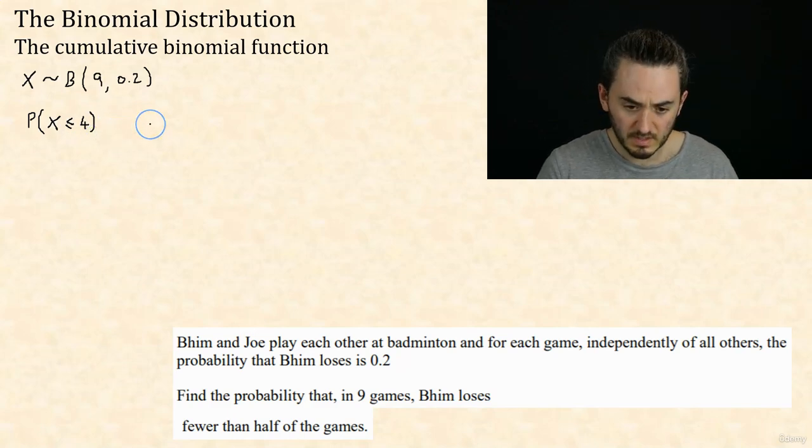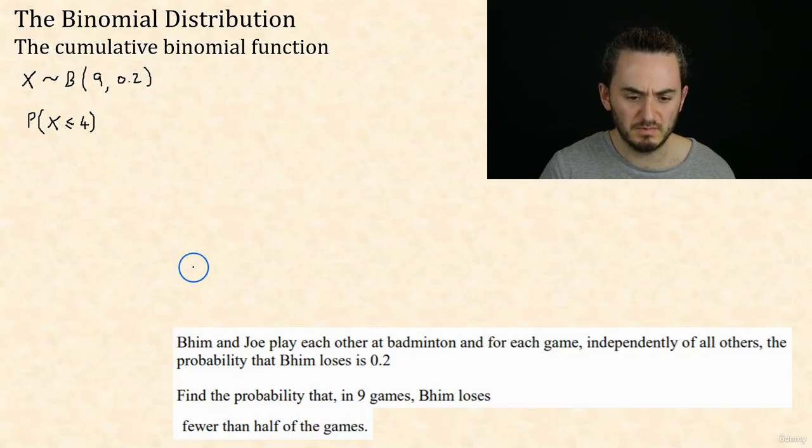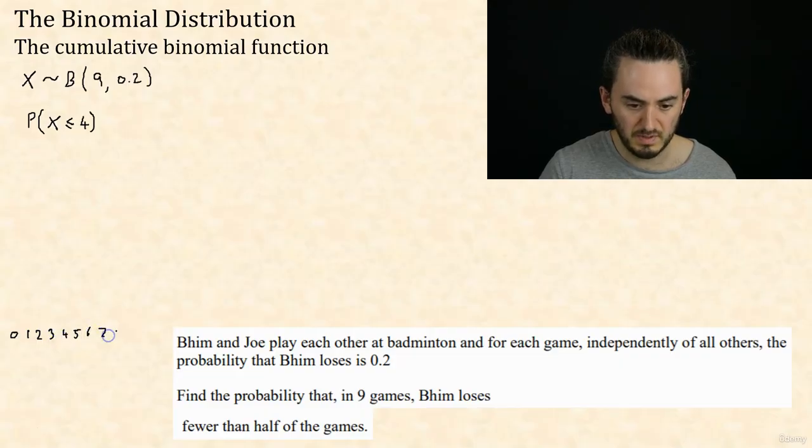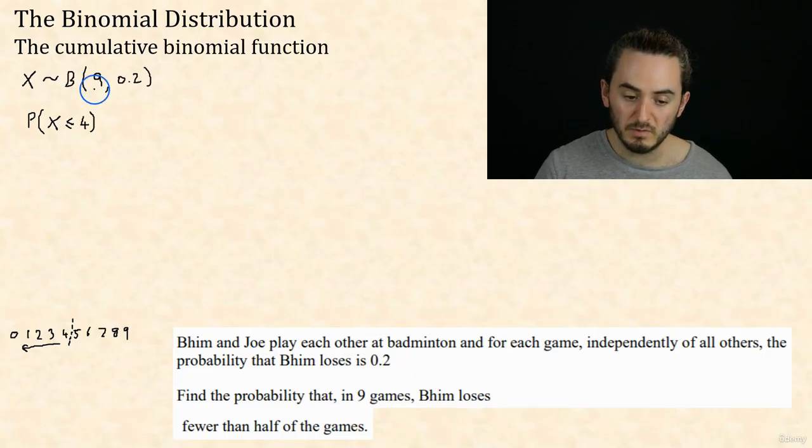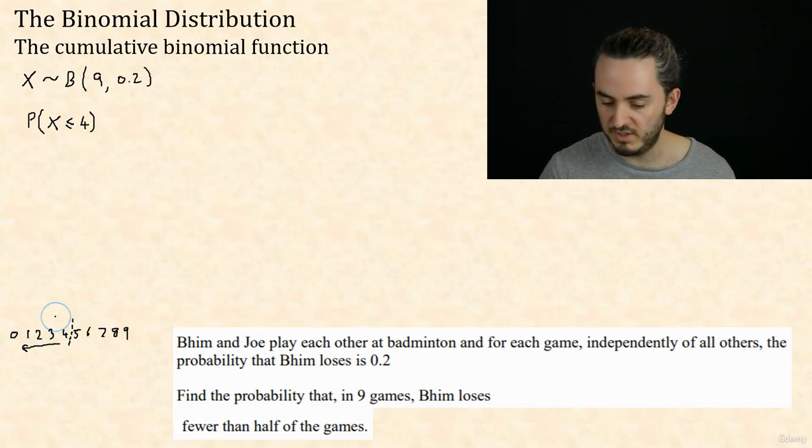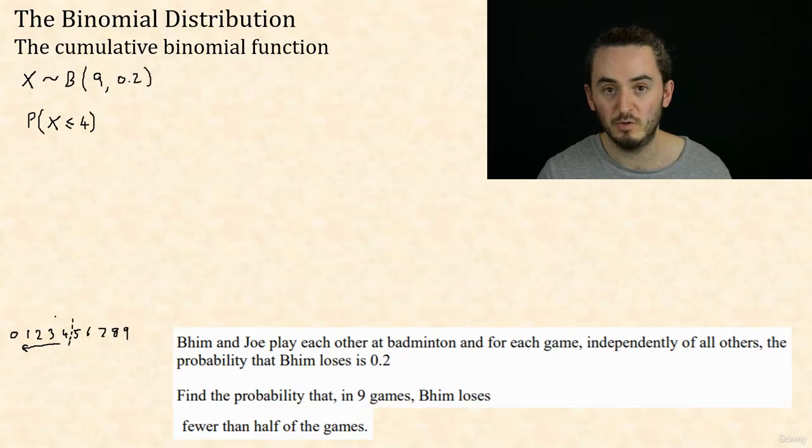Now, if you're ever stuck on how to set that up, don't feel scared to just write down some numbers. I'm a big fan of doing this. Here's the kind of outcomes that there could be, and here's half. So fewer than half is less than or equal to 4. It's all of these. Now, if we were to actually work this out by hand, we need to work out the probability of 0 or 1 or 2 or 3 or 4, which is way too much effort. Luckily, the calculator comes to hand and does it all for us.